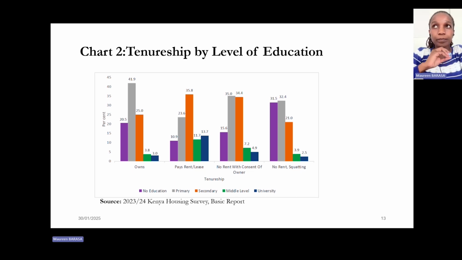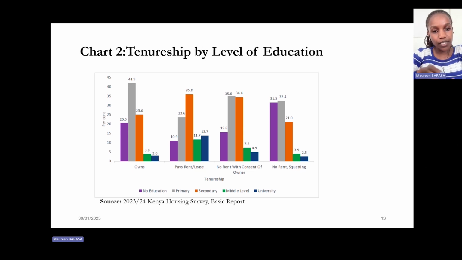For payment of rent or leasing, the secondary level of education are the most dominant, and this shows the income aspect, because at secondary education they are able maybe to get jobs and earn an income that will help them in the economic exchange by paying rent. And like we've seen, most of the people who pay rent are situated in urban areas, because most of the household ownership is in the rural areas.